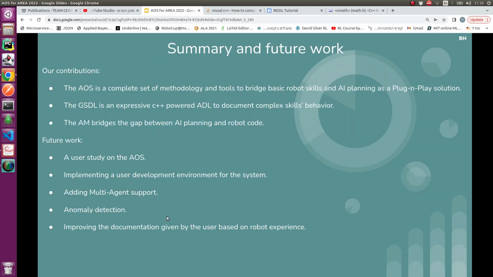So we talked about our contribution, which is the system, our AOS, and our ADL, which is powered by C++, and our way of bridging between low-level code and AI planning models. For future work, we want to do a user study on the AOS, and we want to implement a user development environment for the system, add multi-agent support, add anomaly detection, and also improve the documentation given by the user based on the robot experience. Thank you very much.